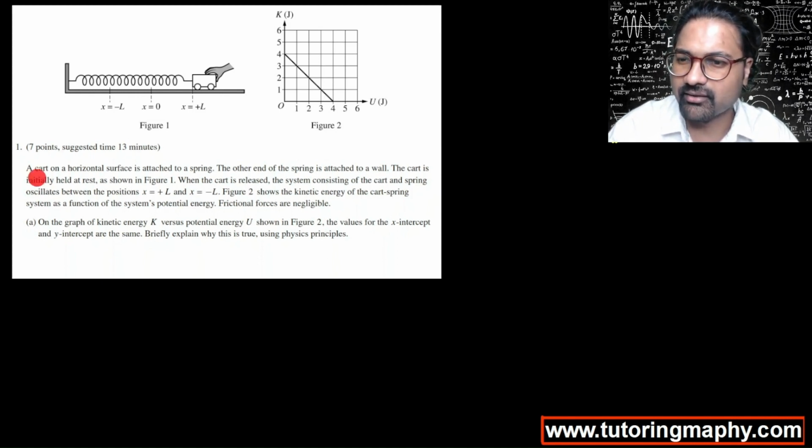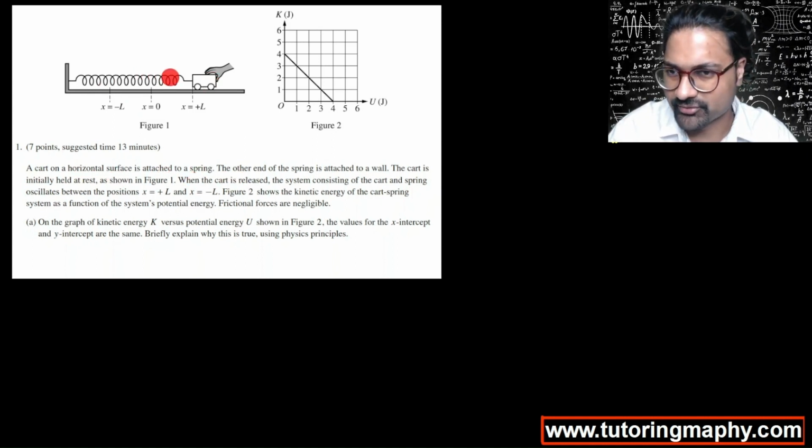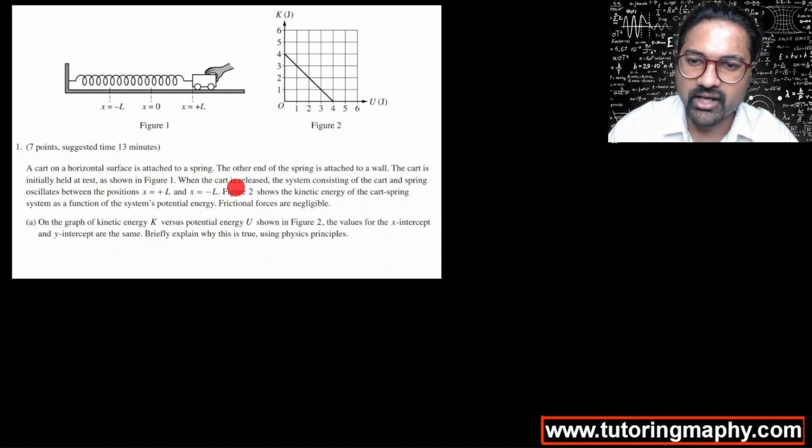It says that a cart on a horizontal surface is attached to a spring. So this is the cart and this is the spring which is attached over here, and the other end of the spring is attached to a wall. So this is the wall over here and the spring is attached to it. The cart is initially held at rest as shown in figure 1, and when the cart is released, the system consisting of the cart and spring oscillates between the points plus L and minus L.